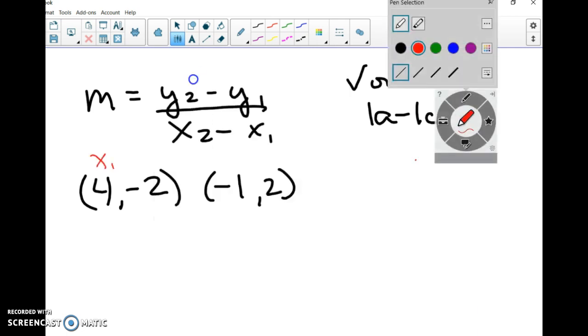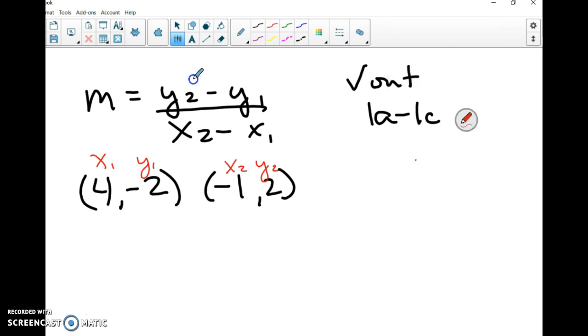If this is x1, this is y1. That makes this x2 and y2. As I said before, it doesn't matter, but we want to make sure that we get those in the correct order, because if we get them switched around, we get the wrong answer. And we know in math, we're looking for the right answer.